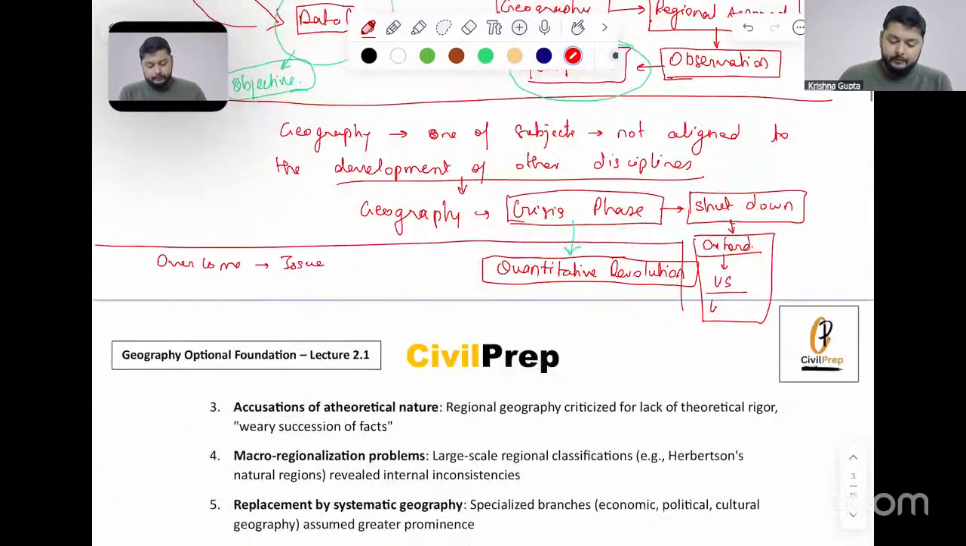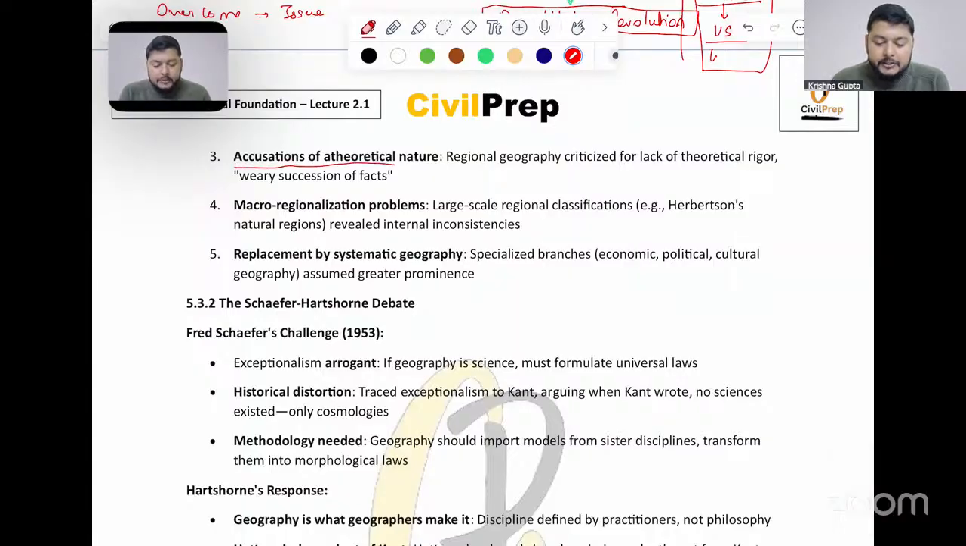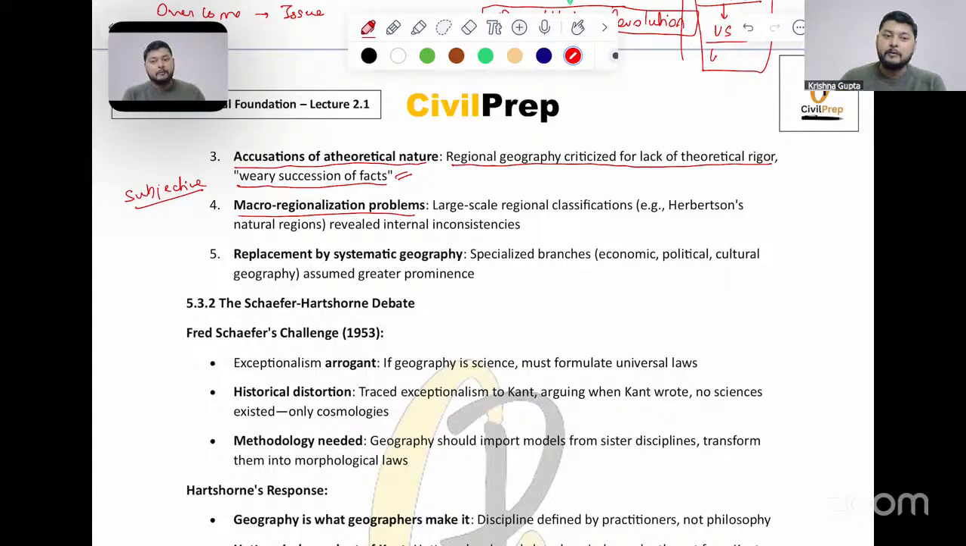Now, here the accusation of a lack of theory was also made. Regional geography was criticized for lack of theoretical rigor, that it was merely a succession of facts. Why? Because it was highly subjective in nature. Then macro regionalization problems. There would always be a problem. Why? Because things were highly subjective in nature. Large-scale regional classifications, for example Herbertson's natural regions, revealed internal inconsistencies. For example, this can be applied theoretically to a certain extent, but when you try to apply the same thing to a very large extent, it becomes an issue at that point.